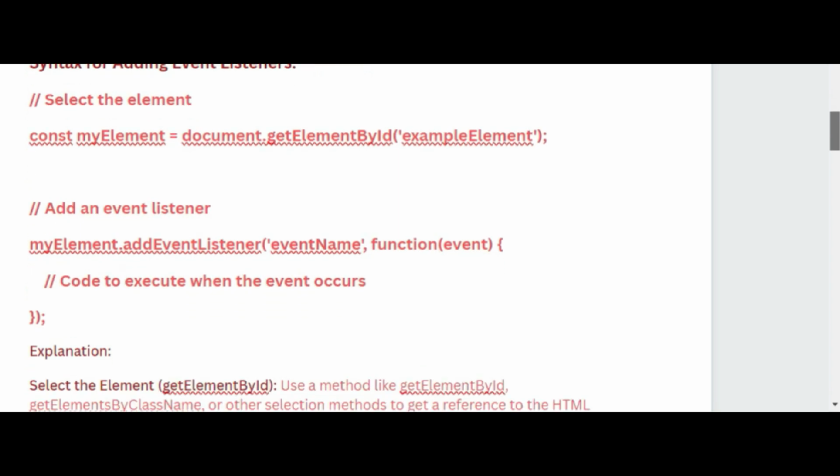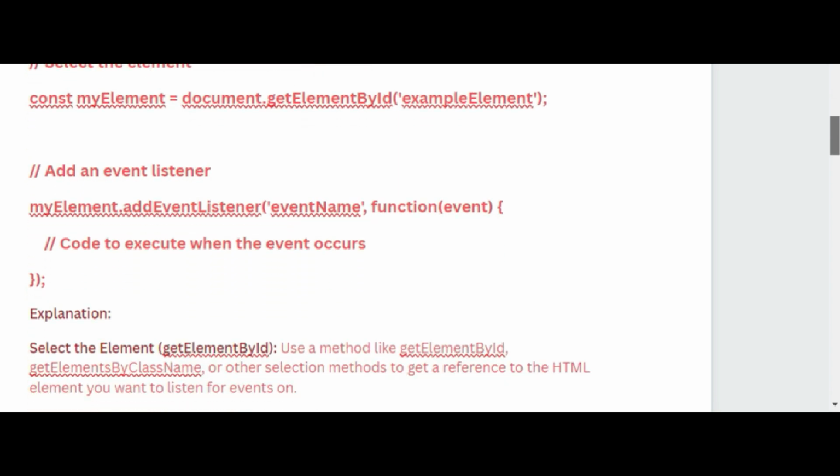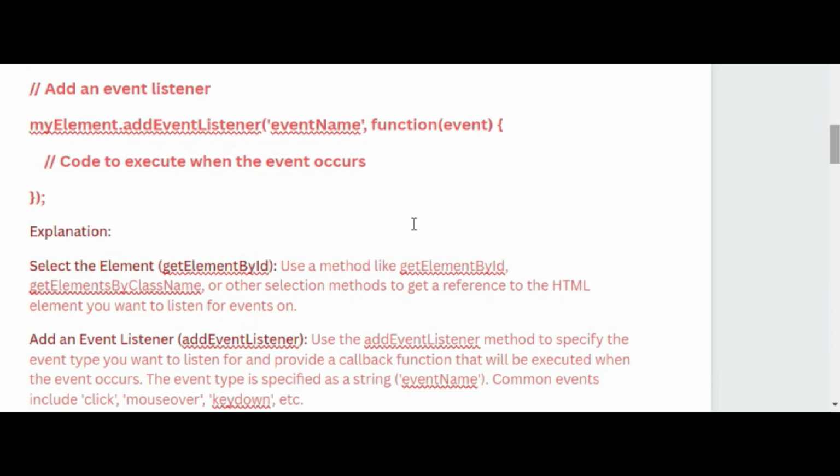Okay, so one by one I'm going to explain. Step 1, select the element. Use a method like getElementById, getElementsByClassName, or another selection method to get a reference to the HTML element you want to listen for an event on.